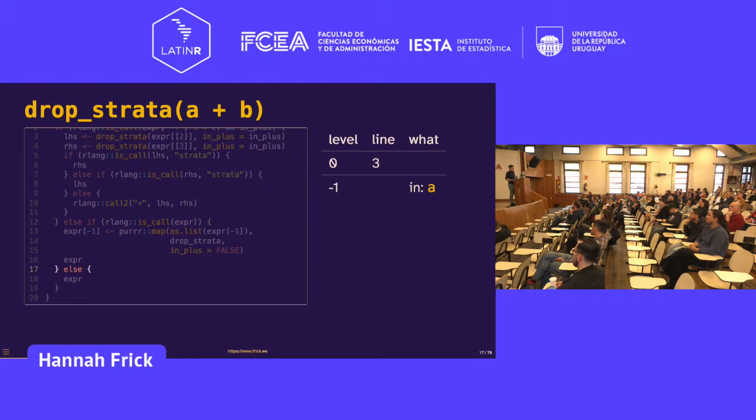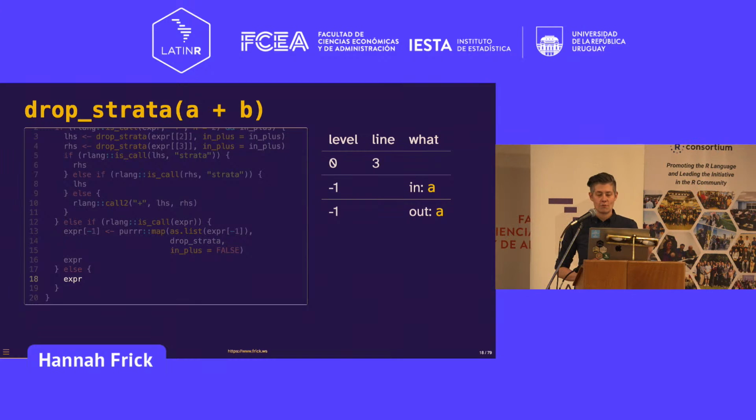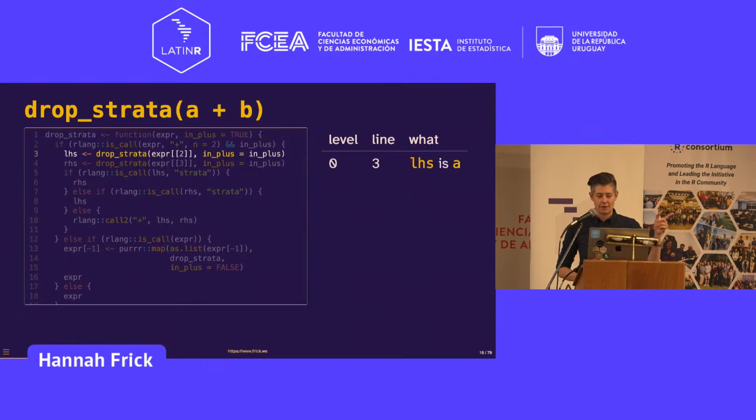So we're down here, and then we're just going to return the expression. We're going to leave the A untouched, and we're going to go back to line 3. So we dip down to level -1, and now we're back at 0. And then we're moving on, and we're in line 4. Now we're doing the same thing for the third element of our expression, A plus B.